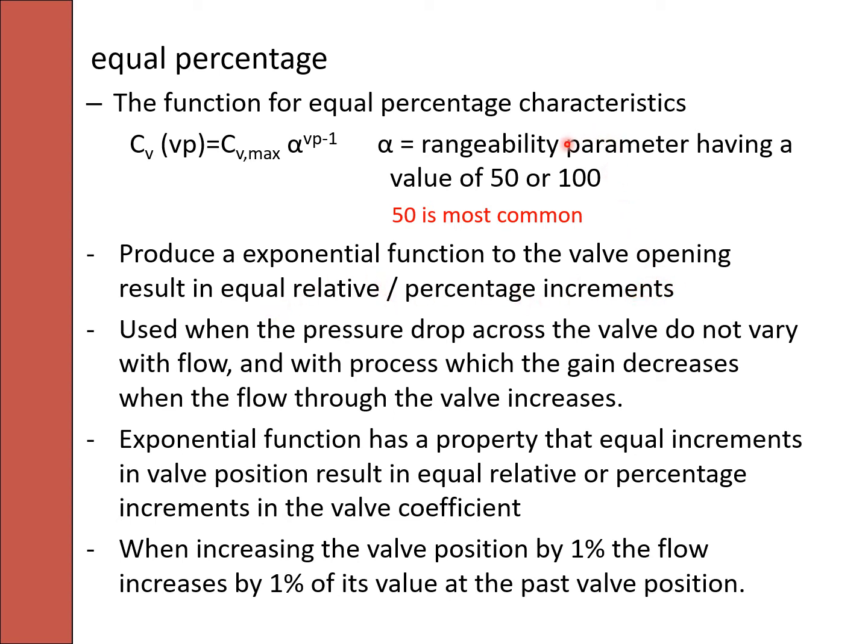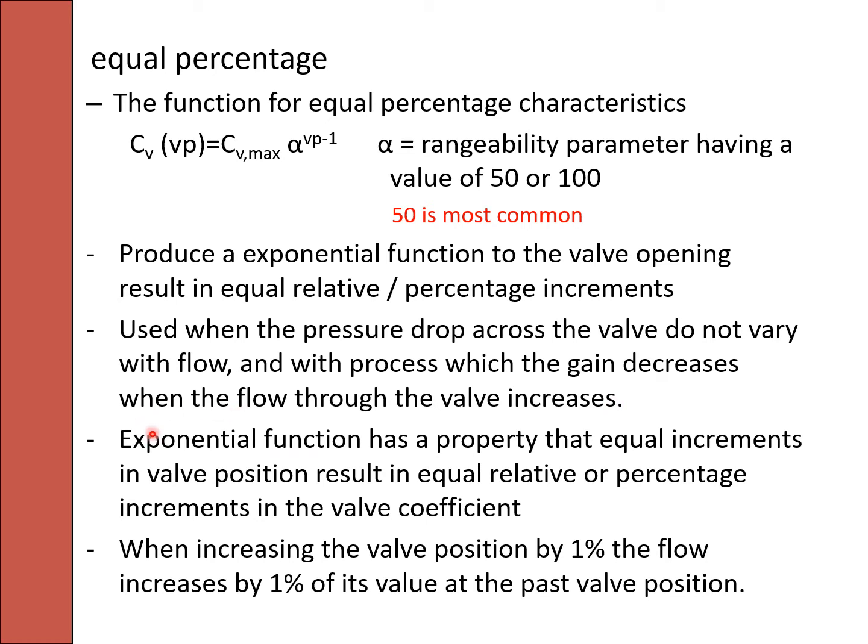You can see from the graph that I showed you just now, the graph is curved downward. It shows the exponential shape. Basically, this equal percentage valve is used when the pressure drop across the valve does not vary with flow, and with processes where the pressure drop decreases when the flow through the valve increases.